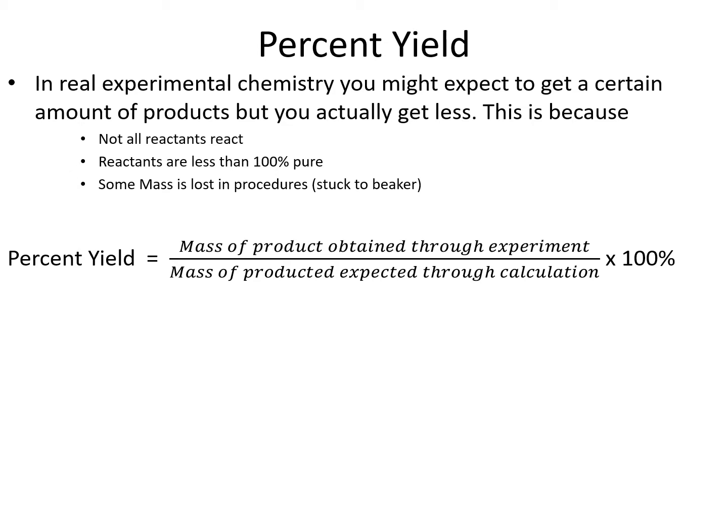So that number is essentially what you should get under what's called a theoretical yield, or under perfect conditions. That's what you get under calculations. But in real experimental chemistry, you don't always get what you calculated. You might be expecting a certain amount, but you actually get less.